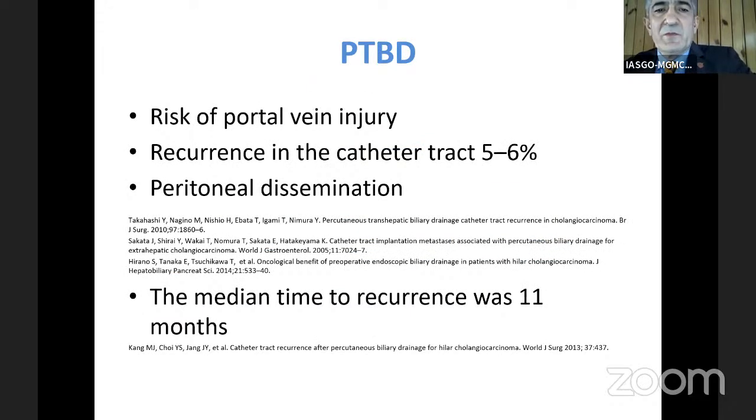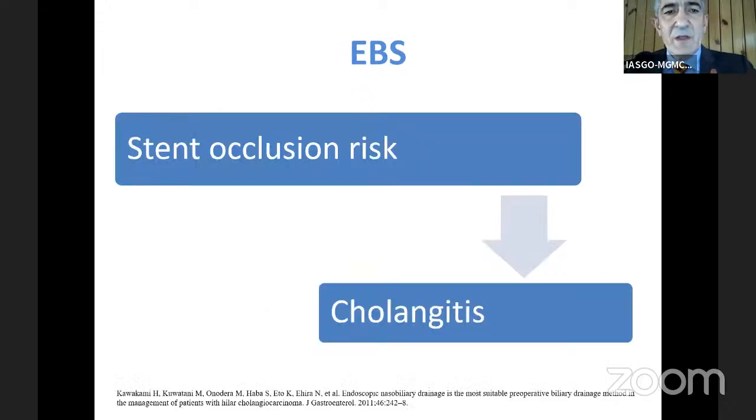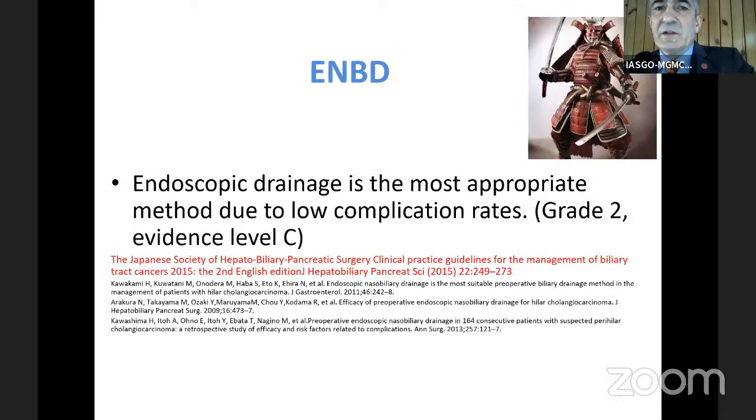The risk of portal vein injury and recurrence in the catheter tract when we use percutaneous transhepatic biliary drainage is 5 to 6%. And peritoneal dissemination also can happen. The median time to recurrence was 11 months in this paper. As for the endoscopic biliary stent, stent occlusion is a risk and cholangitis is another risk.